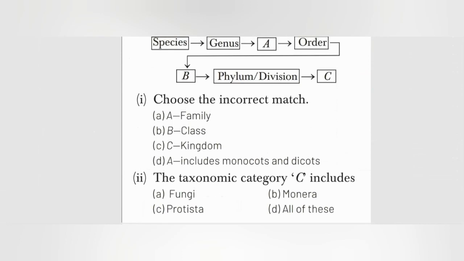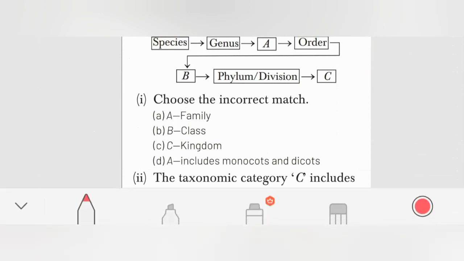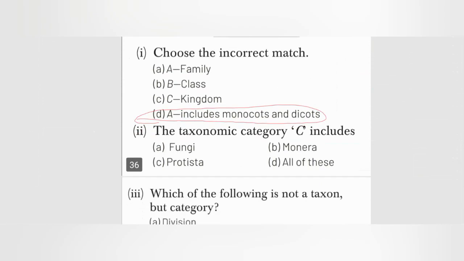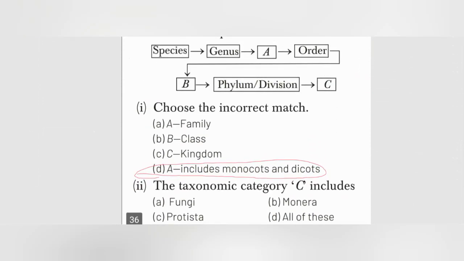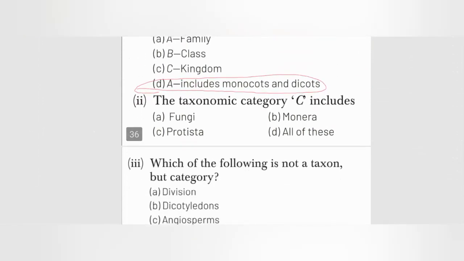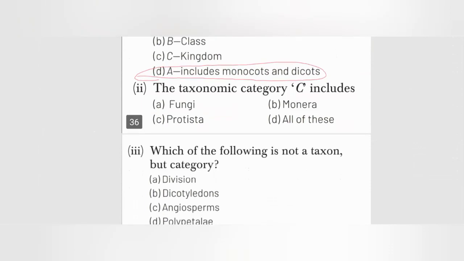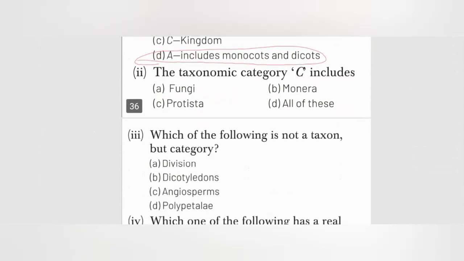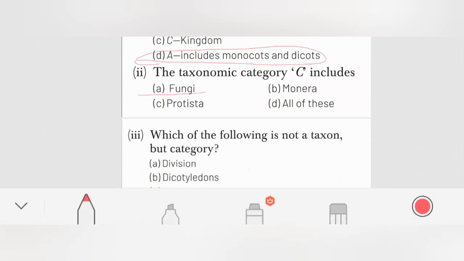So what will be the answer? Yes, the answer is D, because it is the incorrect one. The rest 3 are the correct ones. Then the C, just observe C. C is the last one. The taxonomic category C includes, here the names are given, and as we know that C is the kingdom. So fungi is the kingdom, Monera is the kingdom, Protista is also a kingdom. So our answer will be all of these.